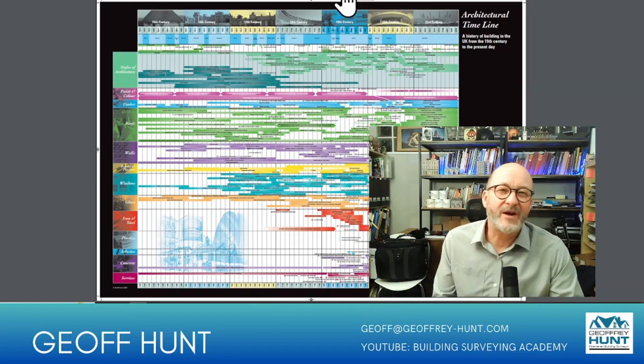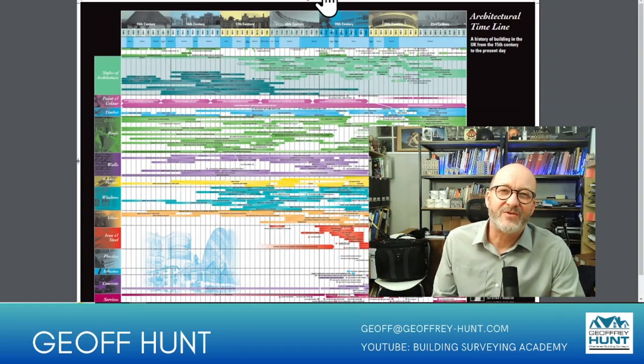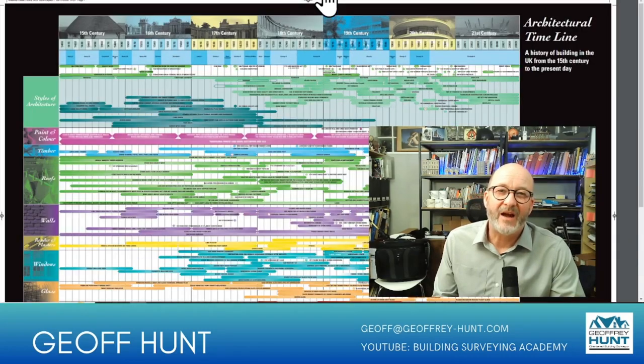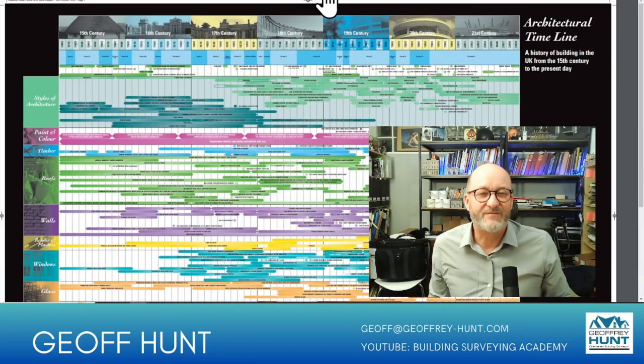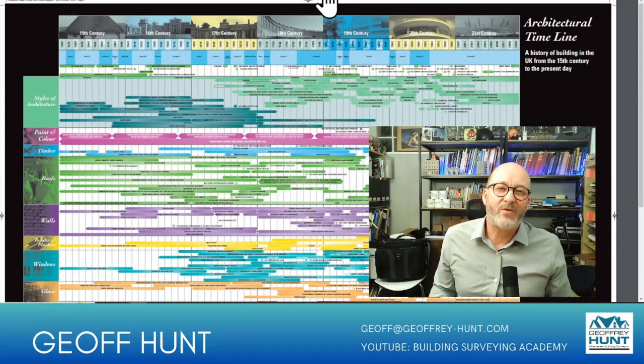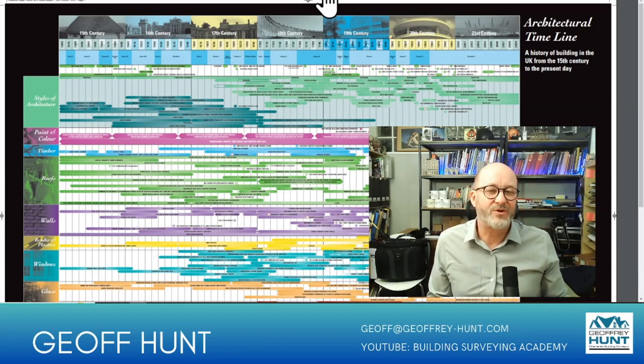And today we're going to take a look at Windows. So I went to the town of Mells, and whilst I was there, I saw a huge variety of different windows. And I was reminded how in a very short space of time, you can see windows that really come from the 14th century right up to modern day.